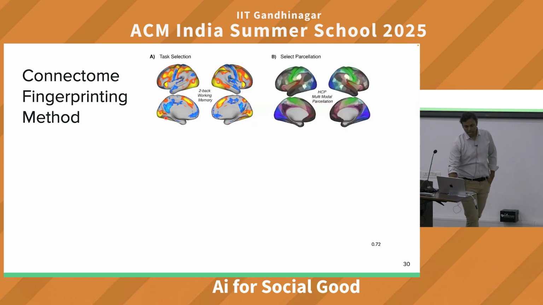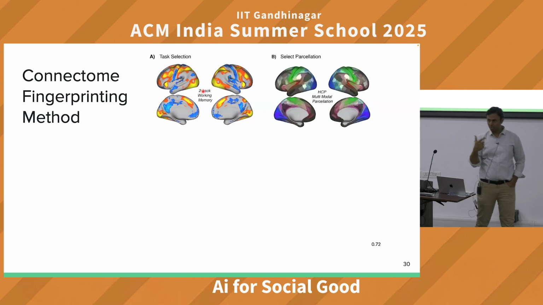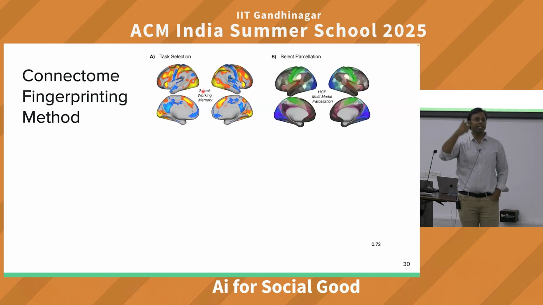First of all, we take the activation map of a brain during a task. So here is a working memory task. How many of you know what working memory is? You're listening to me. There is a small cache in your brain that is collecting this data. What I am saying is coming into your brain, filling a cache, and in it you're making sense of things. That is basically working memory.